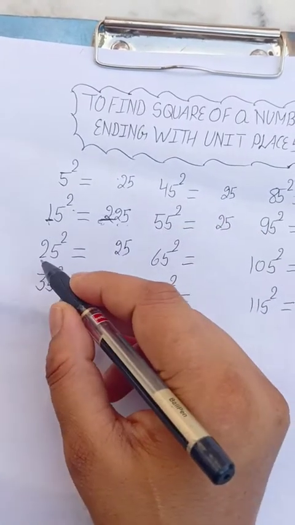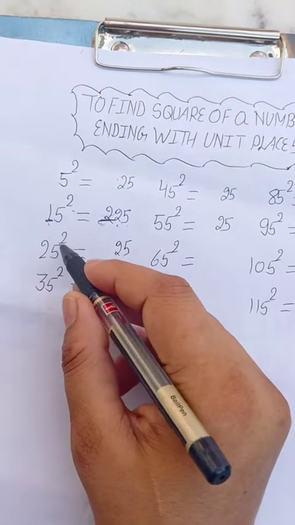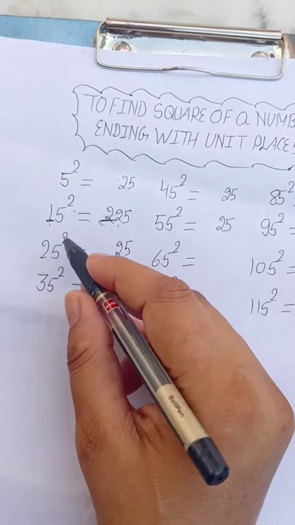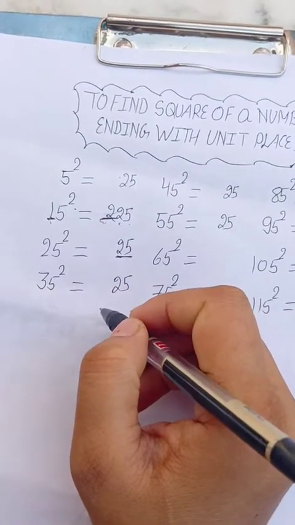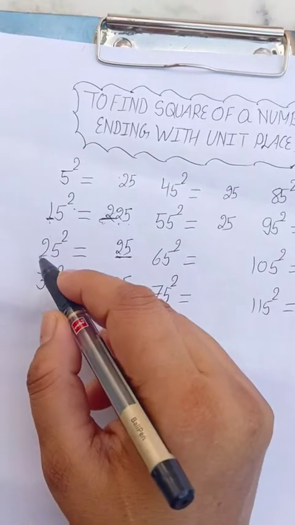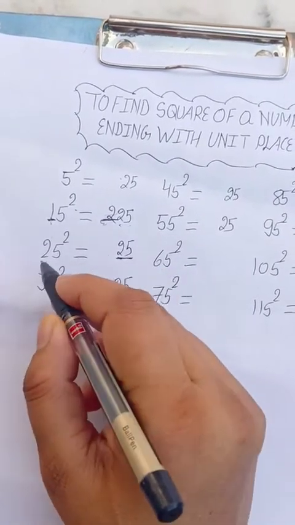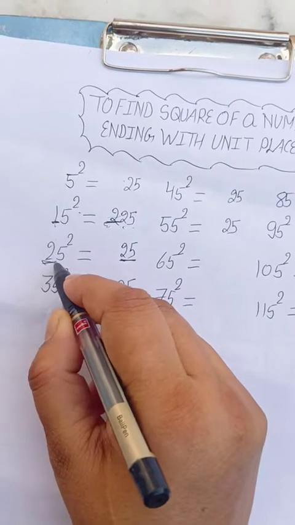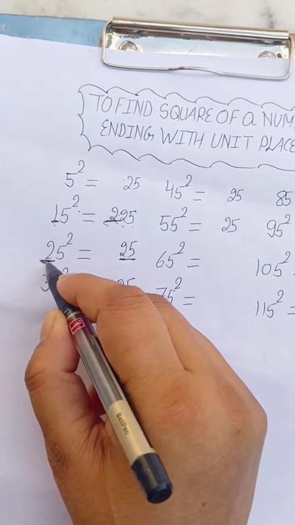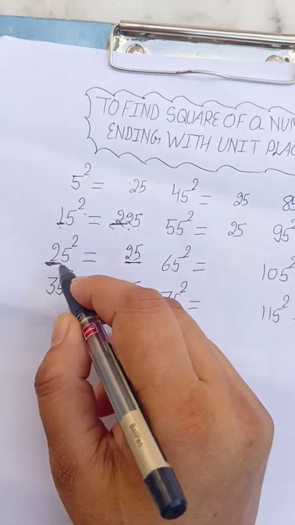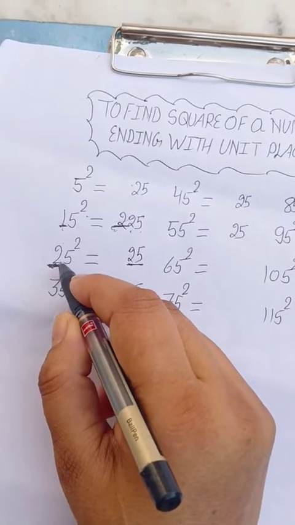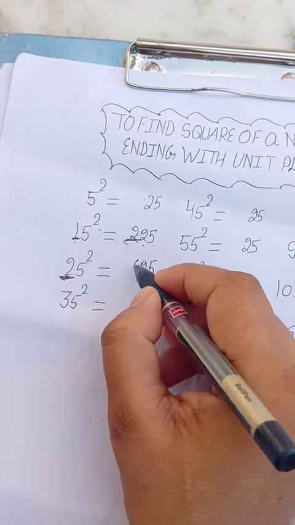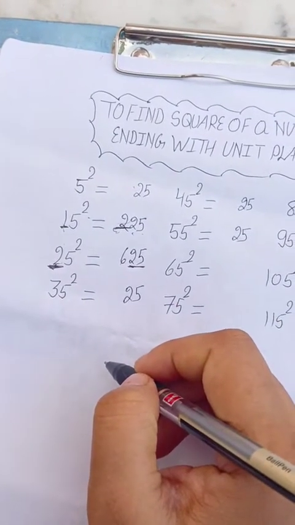Similarly here we will find the square of 25. We write the last two digits, that is 25, and what will be the next digit here? It will depend upon this digit. This digit is 2 and the successor of 2 is 3. So multiply this digit with its successor, that is 2 threes are 6. So 25 square is 625.